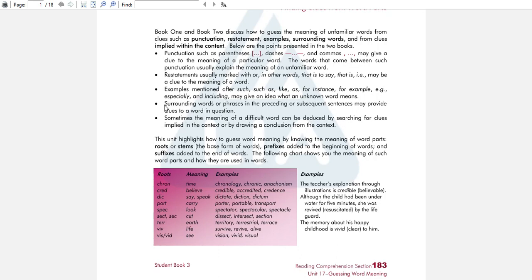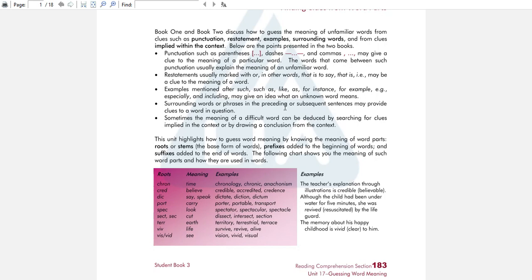And the next clue is surrounding words or phrases, in the preceding and the subsequent. The preceding means the words or phrases before the difficult word. Subsequent means the words or phrases after the difficult word. So by looking at those phrases, you may guess the meaning of the difficult word. That's guessing from the context.